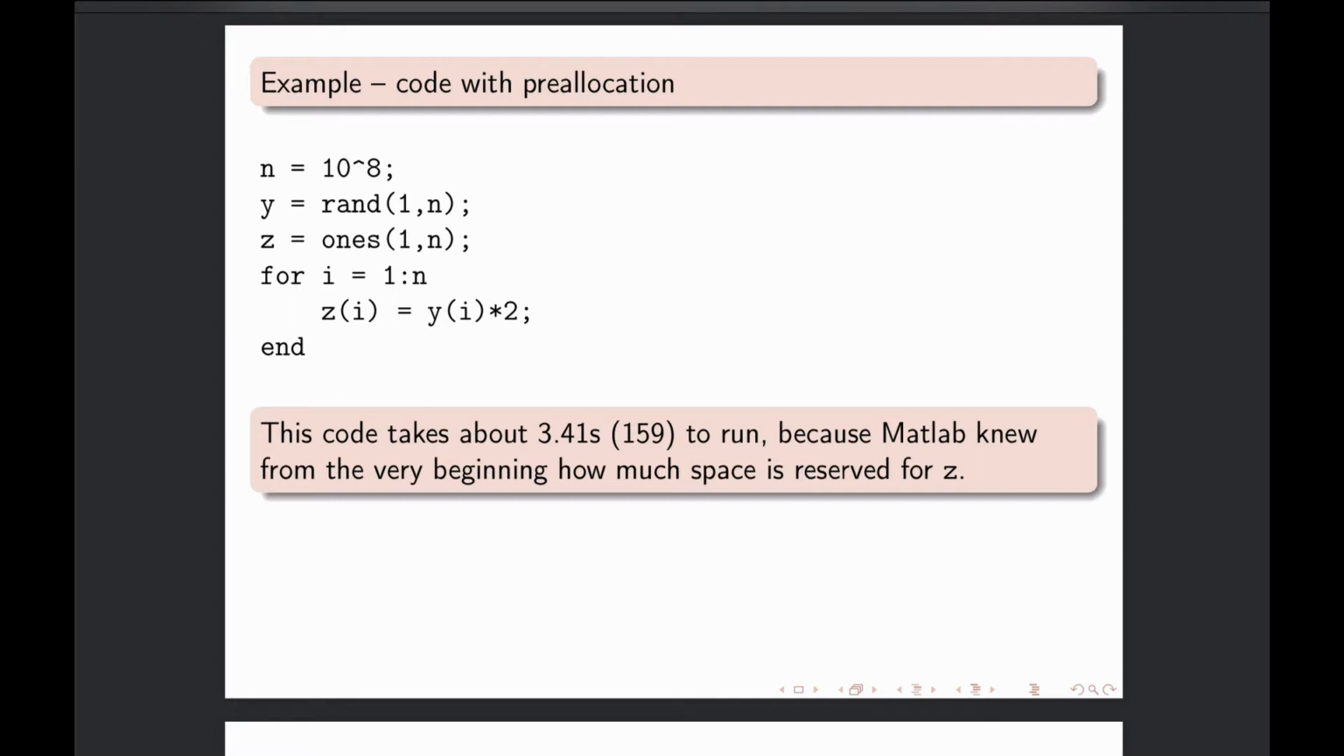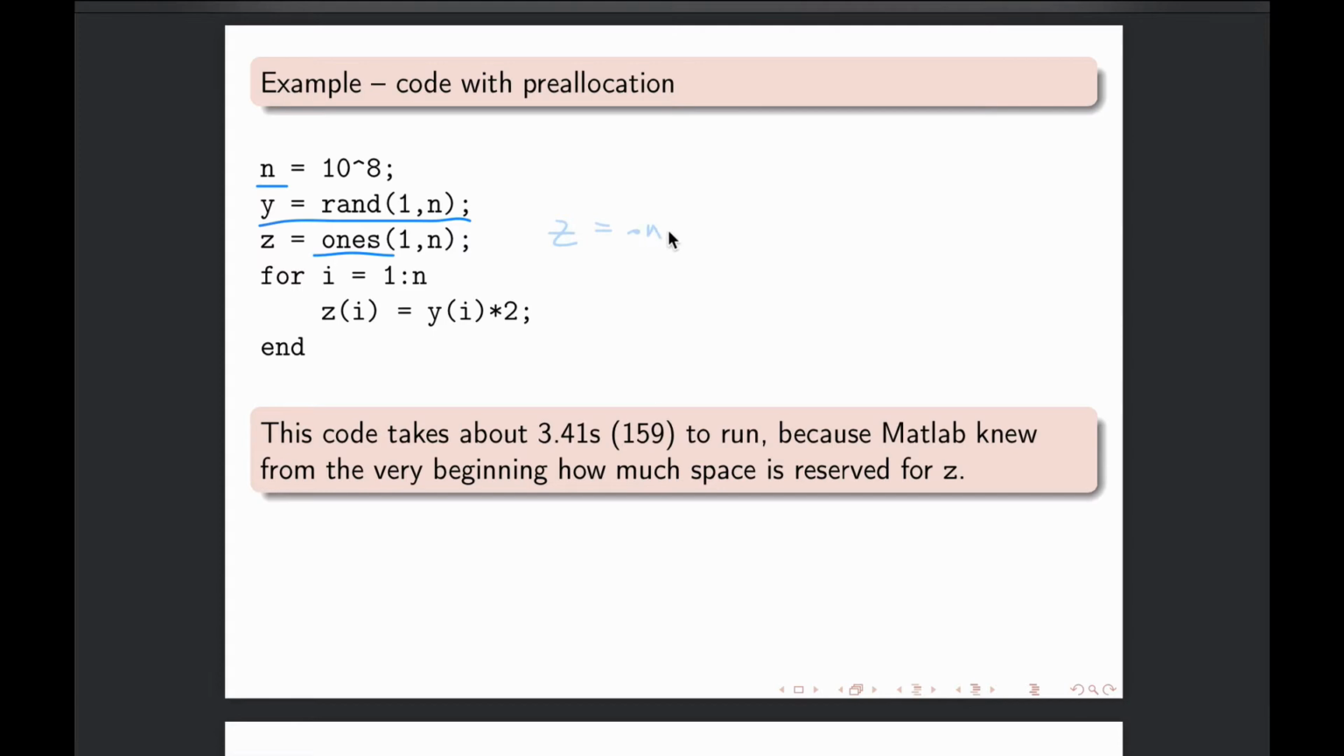If we would like to pre-allocate memory, the most convenient way is to use one of those functions like ones or zeros. Because in this way, again, we decide how many numbers we generate. We do generate our initial vector y. And then we tell Matlab, create all at once, or in one go, vector z, which is also sized 1 by n.